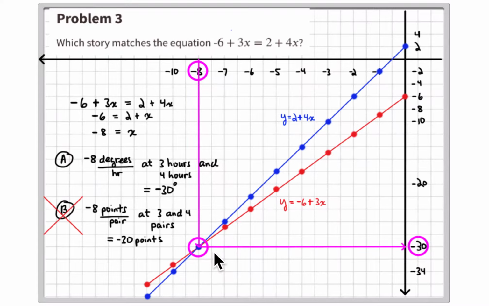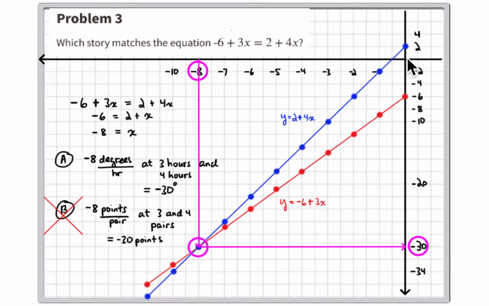In story B, it's -8 points per pair. So at 3 pairs and at 4 pairs, both players have -30 points. And that doesn't make any sense. I mean, you can set the game up so you accumulate negative points, but it just doesn't make sense. You would never do that. So really the story that matches the equation up here is story A, the one about temperature.